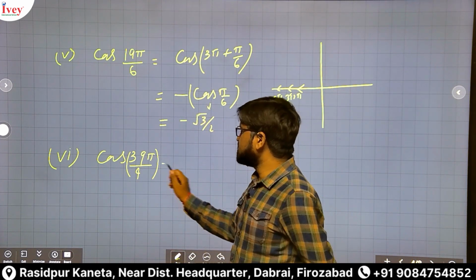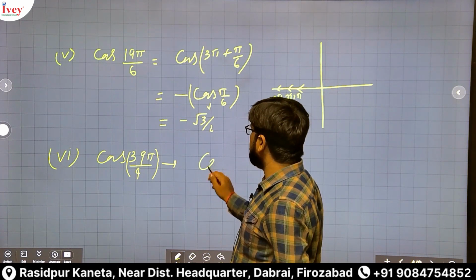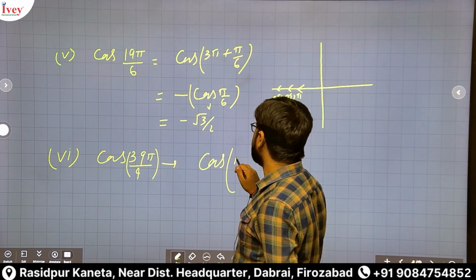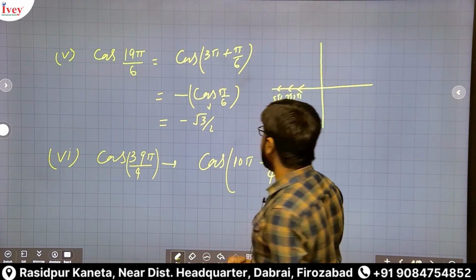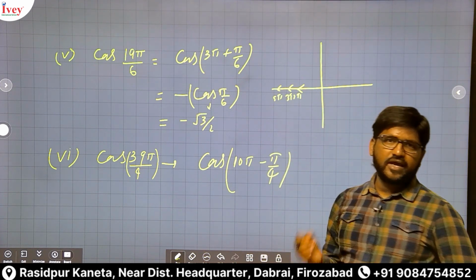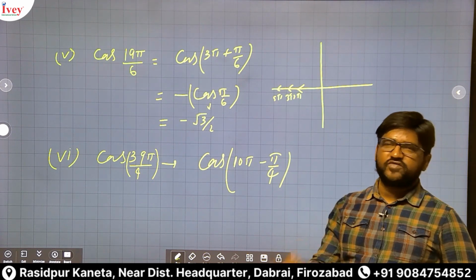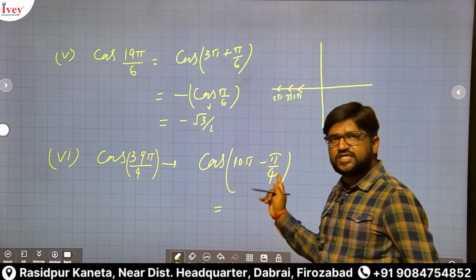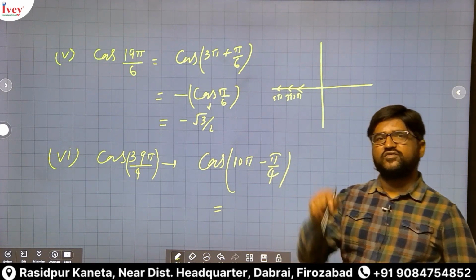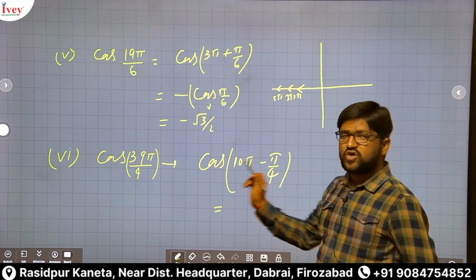Right, now you can see here. So again we can change this angle, tan pi minus pi by 4. Right, again tan pi is the angle associated with the positive direction of the x-axis, and we are subtracting some angle. This means we are going to land in the fourth quadrant, and in the fourth quadrant cos is positive.